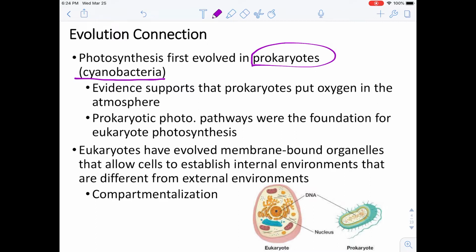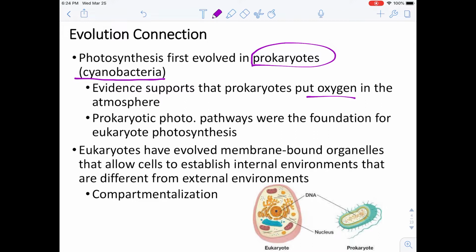There's some evidence that supports this idea. And we also think that these little cyanobacteria were actually responsible for putting oxygen in the atmosphere. Prior to their evolution, there was no oxygen in the atmosphere. It was kind of a hostile environment.